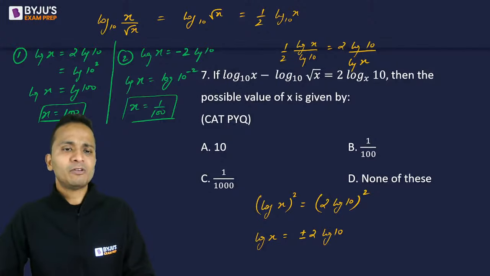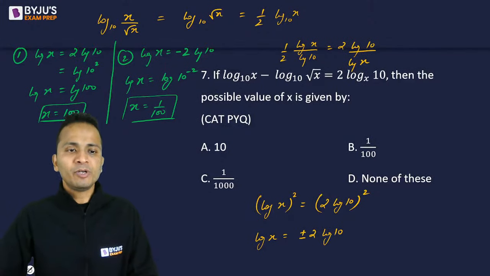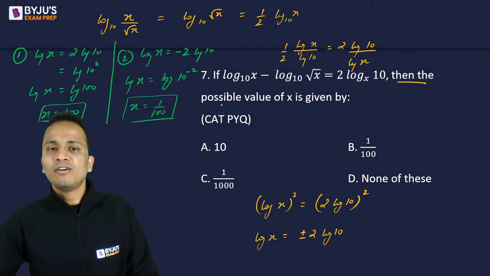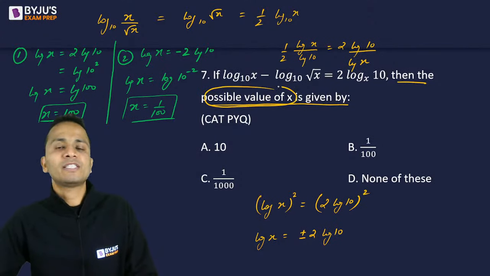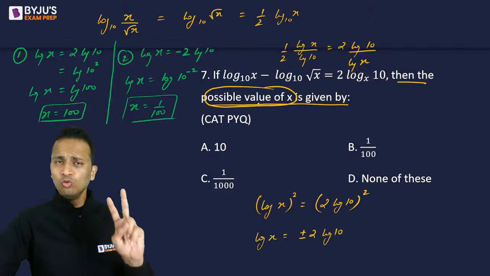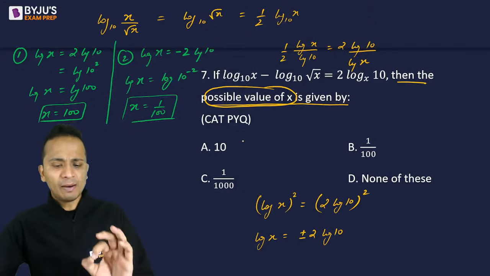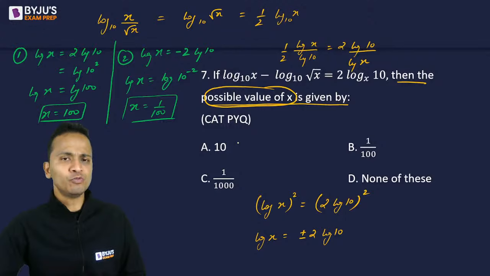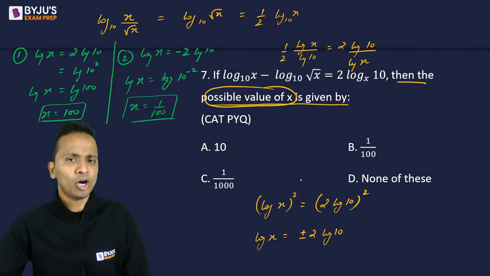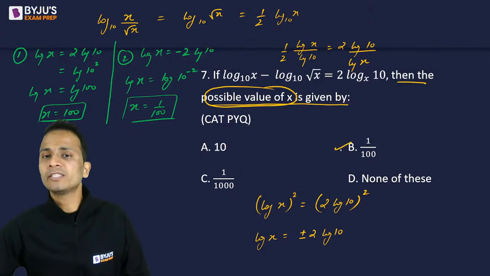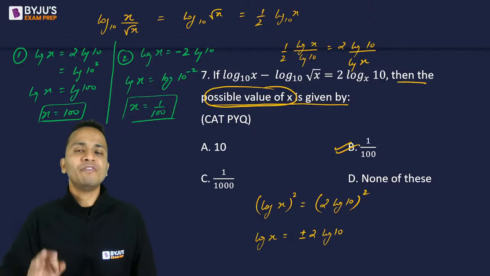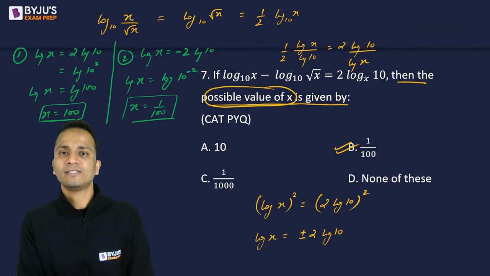अब question की statement read करो. The statement of the question is, then the possible value of x is given by. So there are two values of x. So do we have among the options any one of these two values? 100 is not there in the options. 1 upon 100 is there in the options, and we will mark this option as the answer.